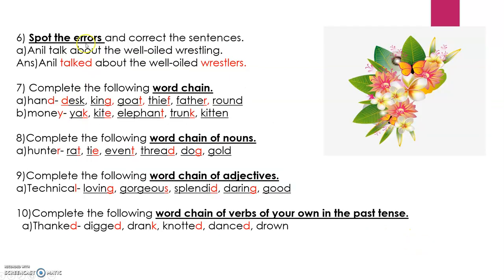Now coming to the next question. Spot the errors and correct the sentences. Errors मतलब mistake. अभी sentence दिया हुआ है. Sentence is given to you. There is some mistake. Now mostly this mistake, mostly I am saying, the mistake is about the tense. Okay. So look at this. It says, Anil talk about the well-oiled wrestler. Okay. Now, the mistake is in the tense. Talk नहीं बोलते. Talked. Okay. It's a past tense. Anil talked about the well-oiled wrestlers.